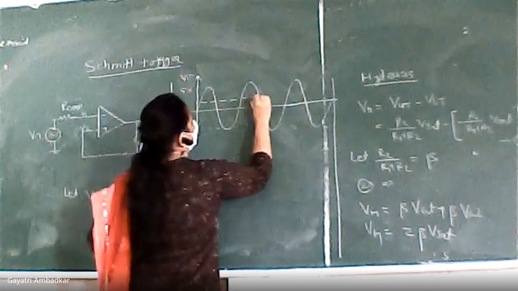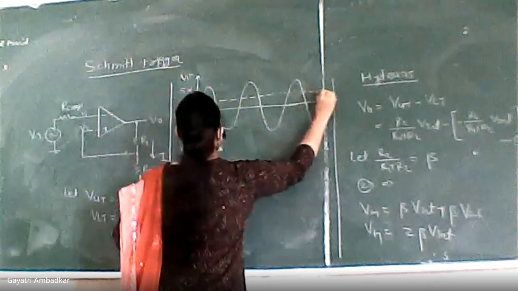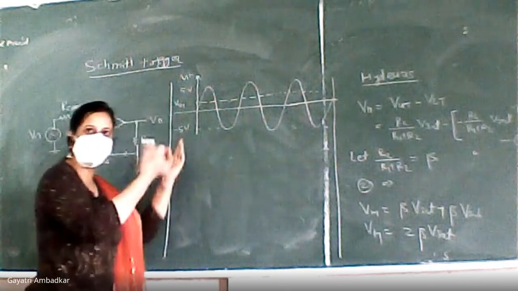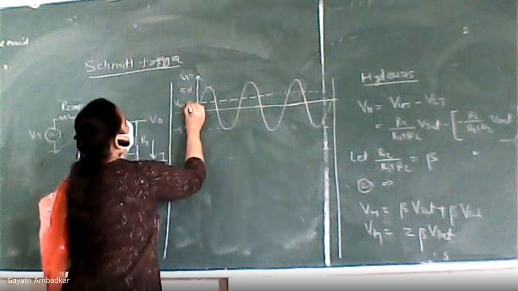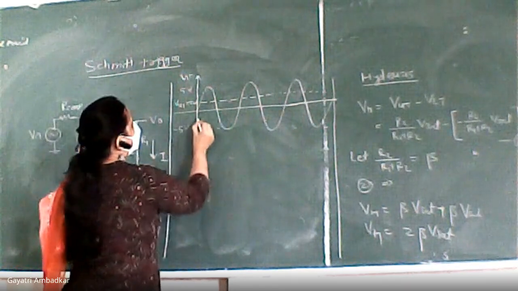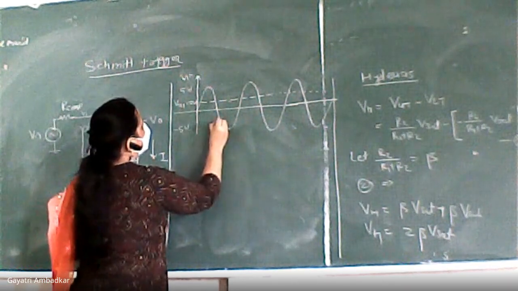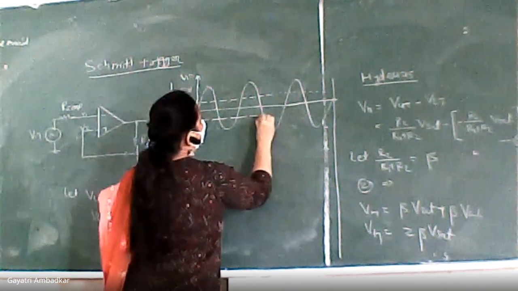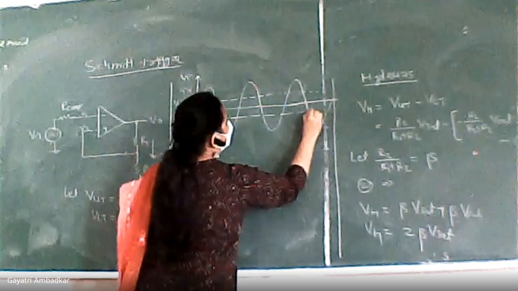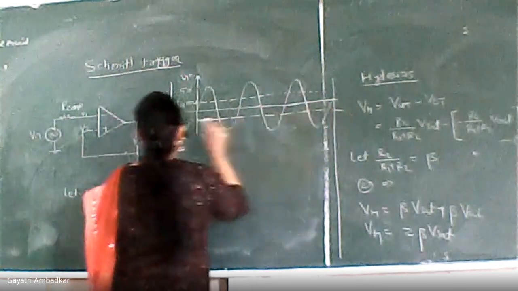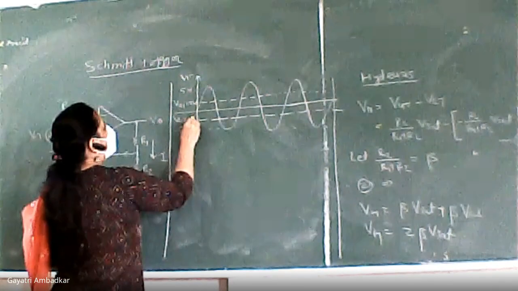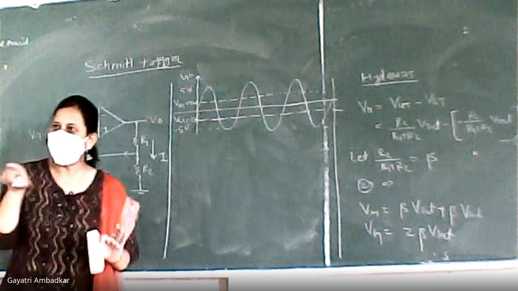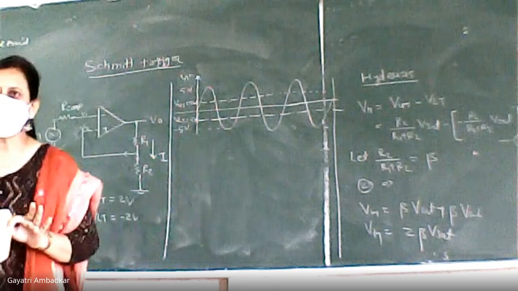I am showing VUT and VLT by a dotted line. So this is my VUT, upper means positive, equal to 2 volts. Similarly, I will show VLT. This is my VLT, which is equal to minus 2 volts. I have drawn the signal and drawn both reference voltages.